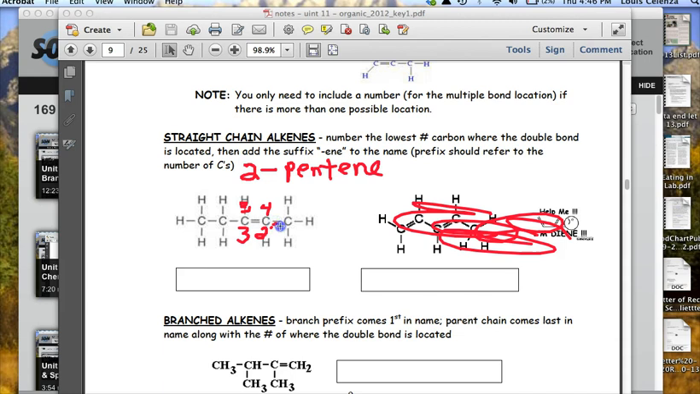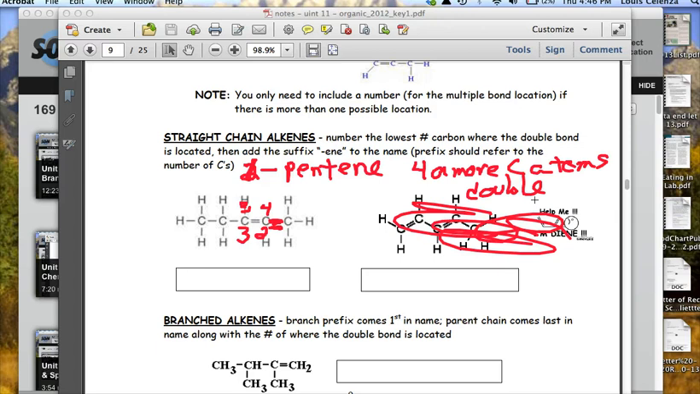If the double bond was here, all that would change is that this would be a 1-pentene because now it's between the first and the second carbon. Okay, but remember, if it's 4 or more carbon atoms, you have to indicate where the double bond is with a number. If it's less than 4 carbons, you don't have to worry about doing that.